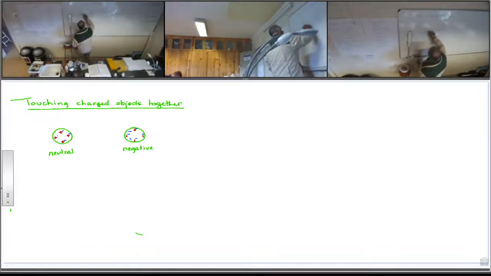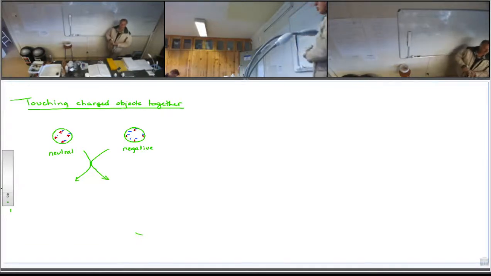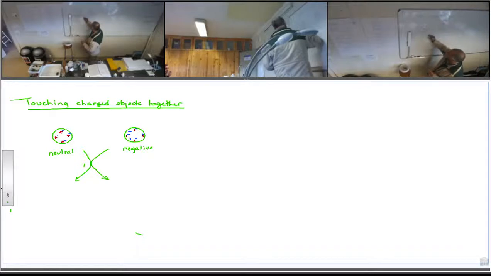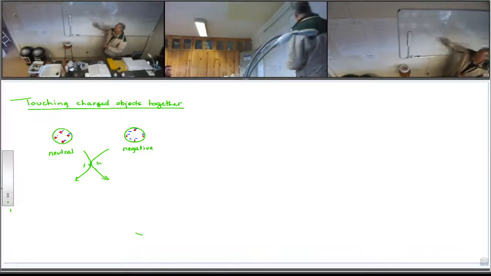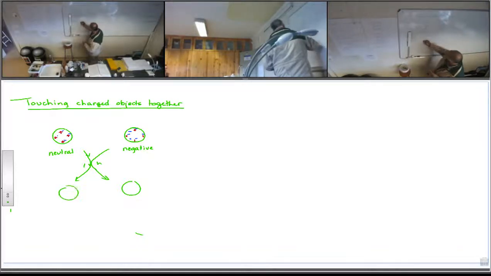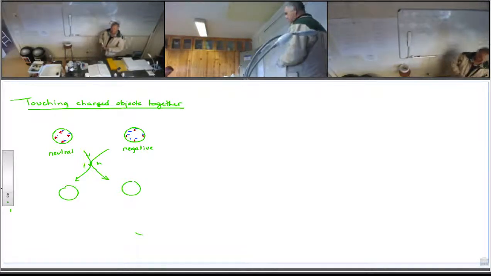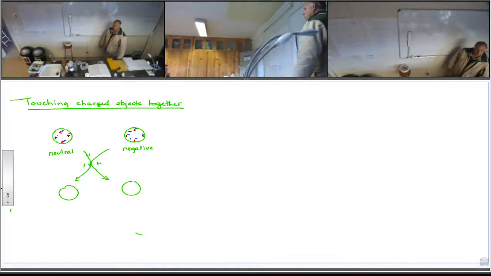All happy with that? We allow them to touch. And then we separate them again. What will the charge on each one be after they're separated? So they're allowed to touch. Bring them together. And then we separate them again. They'll both be negative.